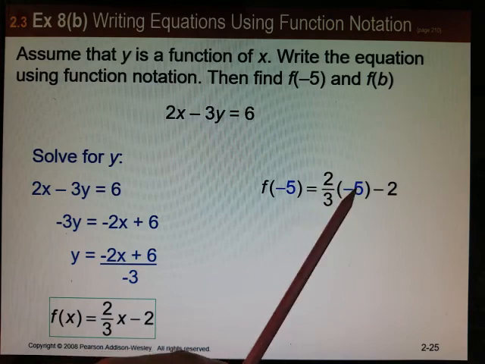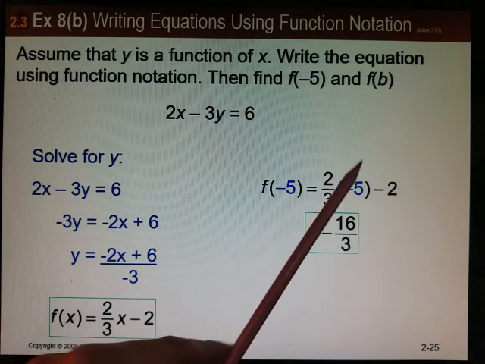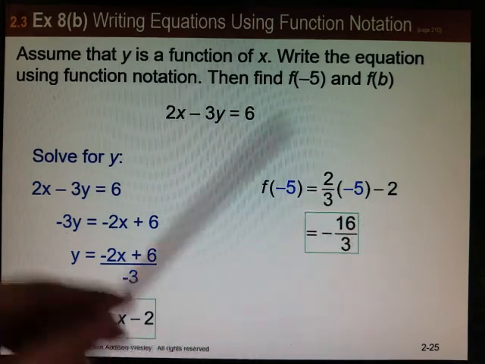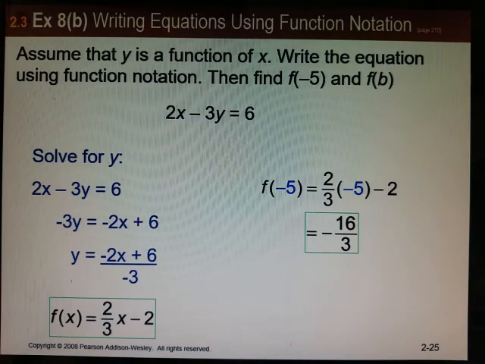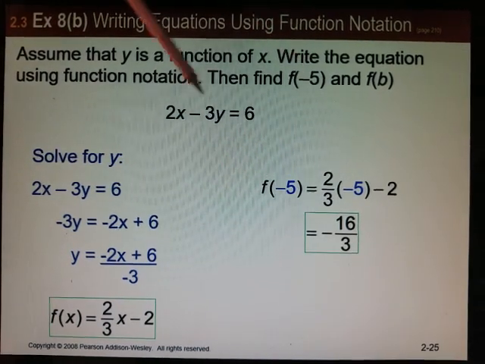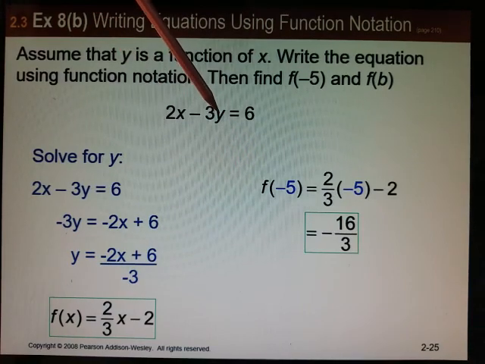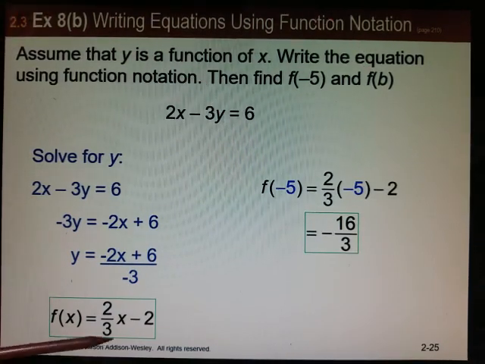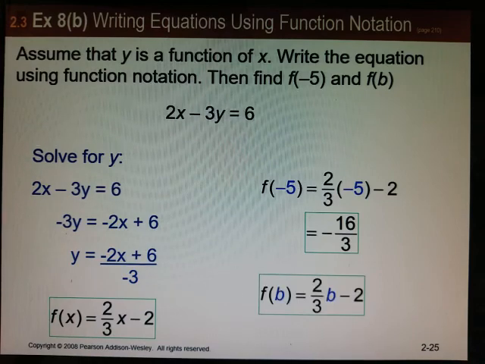Doing it this way, this is going to be negative 10/3 minus 2 over 1, and then you have to get a common denominator. Most of you are a little bit weak with your fractions, so either do it with the fractions or, again, plug negative 5 in here for x and just solve for y. Now, f of b means just put a b here for this x, so that one's finished. 2/3 of b minus 2.